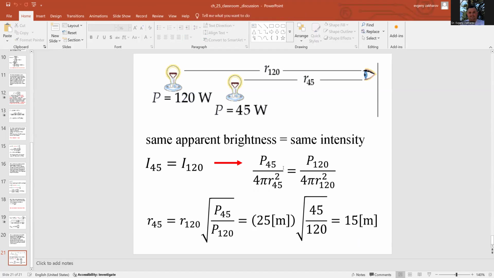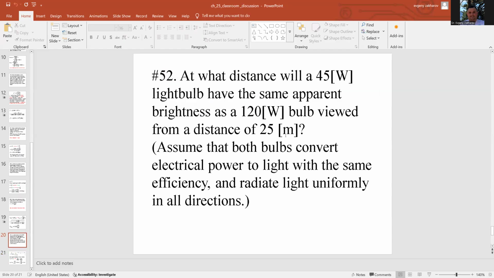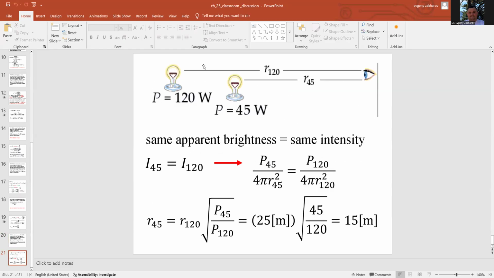Here we go, cross multiplication, solve for the missing part, and you get 15 meters. So that means that the less powerful light bulb should be at 15 meters, and the other one is at 25 meters, and you will register the same brightness. Even though they are of different power, you'll see the same brightness.